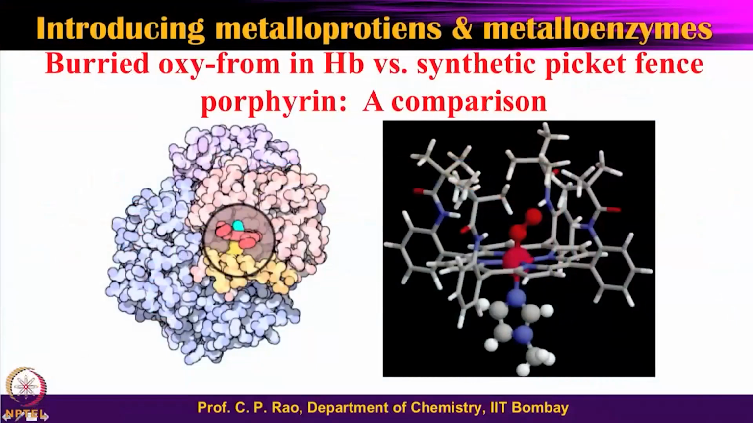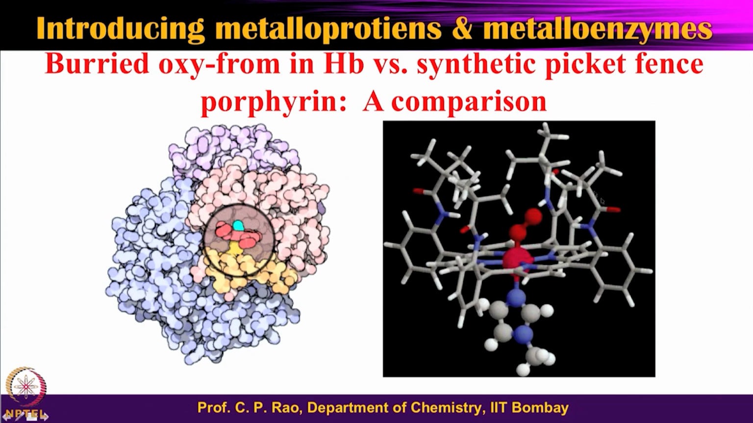Just look at this particular thing. This entire thing is a protein, and you have a heme. This is the oxygen, you can take it as. So, it is basically a heme. The oxygen and the heme is buried inside the protein, and as a result of that, the μ-oxo dimer is not formed. As a result of that, it is able to perform many things.